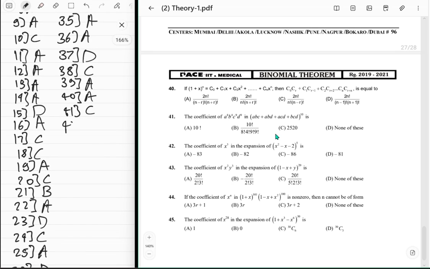Okay, 42nd. Coefficient of x power 5 in the expansion of x squared minus x minus 2, to the power 5. Oh, come on. Are you serious? It's going to be really bad. Fine. Just have to do it now. Oh, we could factorize this thing, right? But in the end, you just want to find the actual coefficient. Fine. No big deal. Let's do it.